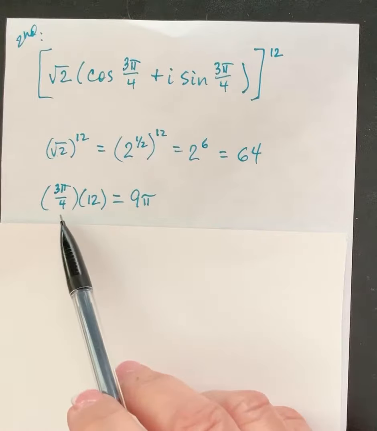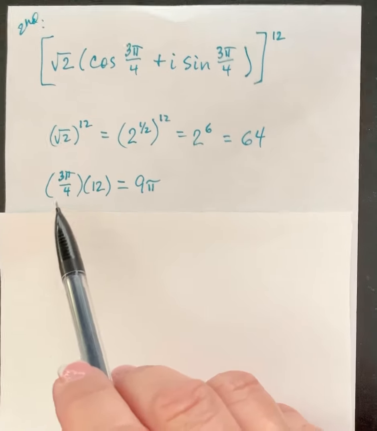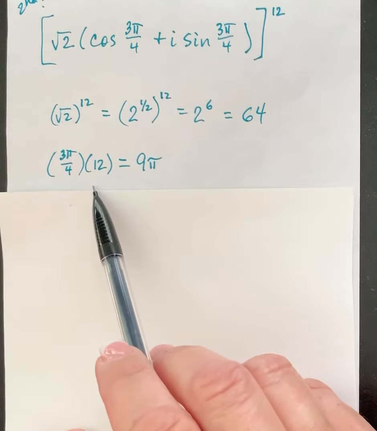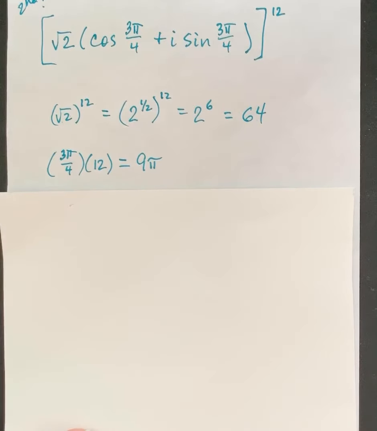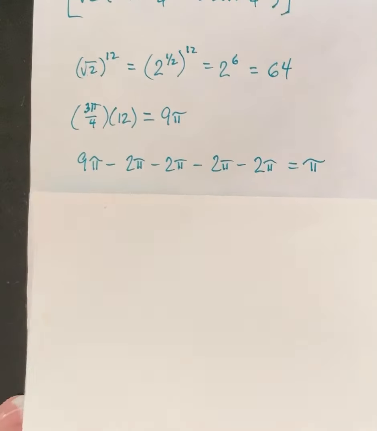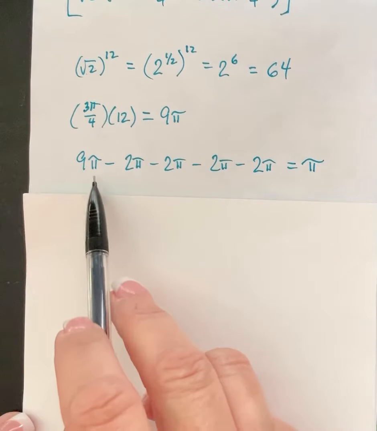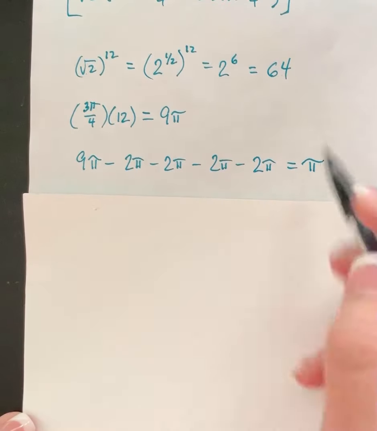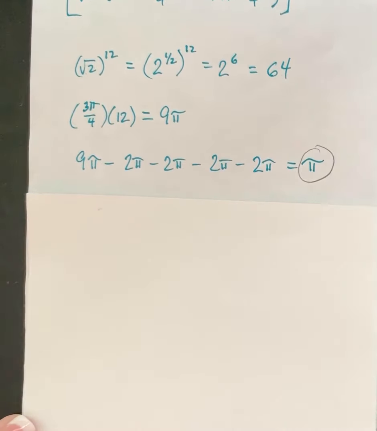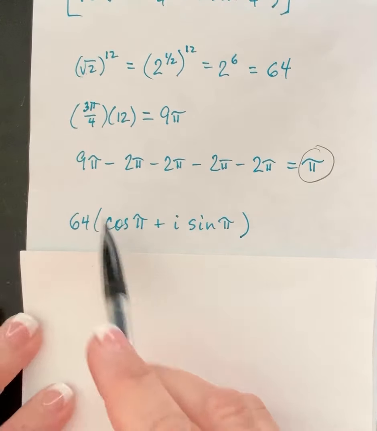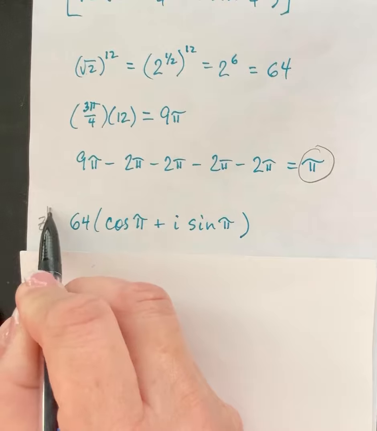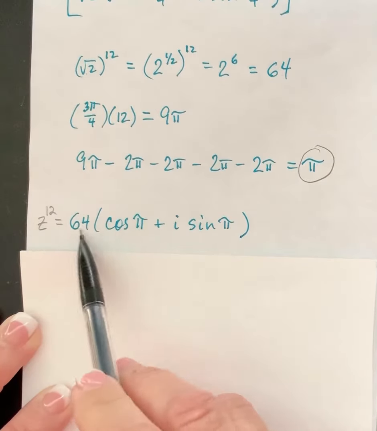All right, and then take the argument, the 3pi/4, and multiply that by 12, and that would give you 9pi, which is too large. We don't want to go over 2pi. So if I find something coterminal, I could keep subtracting 2pi from the 9pi, and that will lead me eventually to pi. All right, so here is z raised to the 12th power, but this is in its trig form.